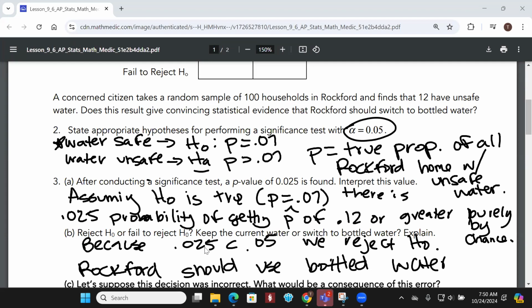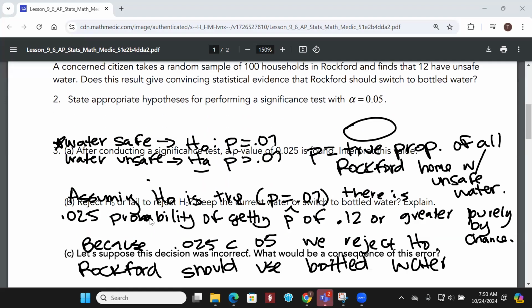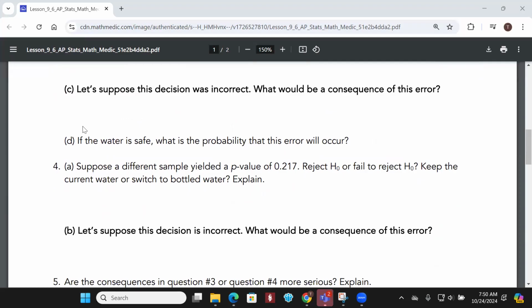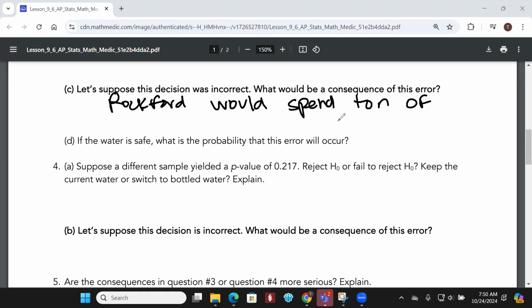Okay, so let's suppose this decision was incorrect. Let's say Rockford is actually really fine. They didn't have to switch to bottled water. What would be the consequence of this error? Plastic. So I spend a lot of money. You'd spend a ton of money. So Rockford would spend a ton of money, right? Also at whose expense? The people, which, I don't know how long that would go on for. Somebody would probably start trying to sue the company, right?